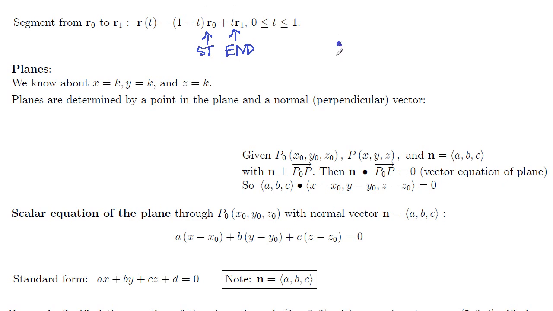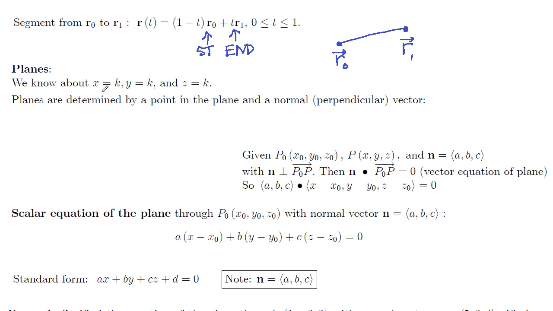So we've got your position vector R0 for the starting point and R1 for the ending point, and then we've got that segment in between. So as t goes from 0 to 1, R of t traverses that segment. So it's a vector equation, also called a parameterization because t is a parameter. So let's go on and look at planes here.